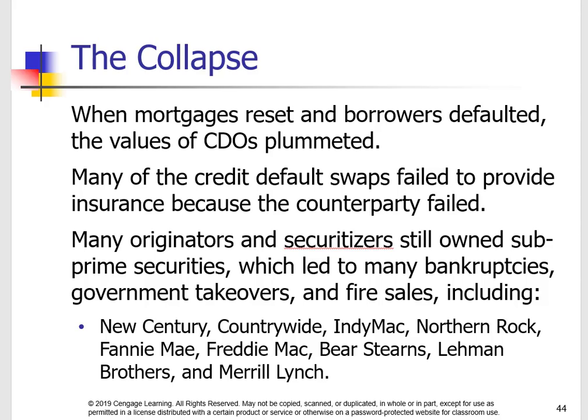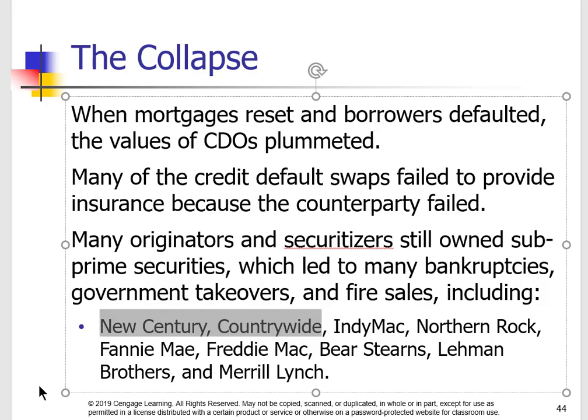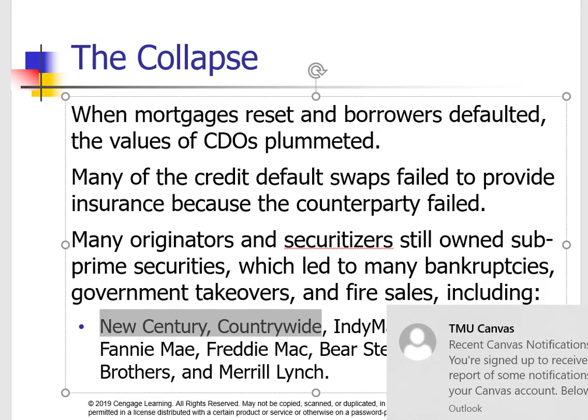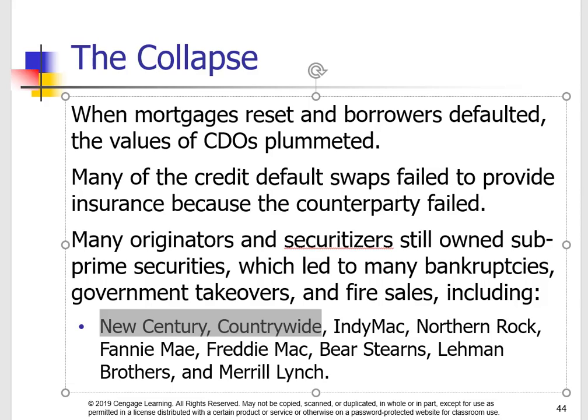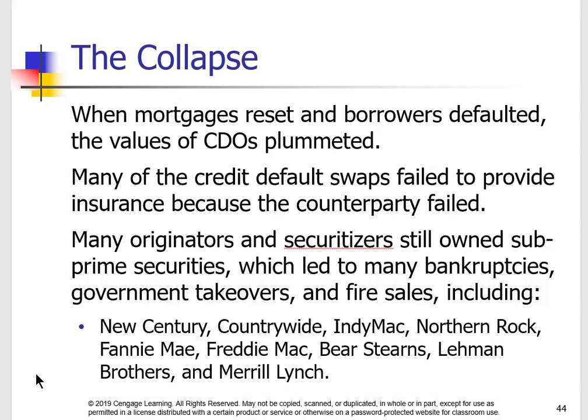And many of the originators and the securitizers owned these subprime securities, right? So there were lots of bankruptcies, lots of government takeovers, fire sales, lots of companies went out of business. If you look again, the two that I'm really familiar with, these two at the top, are mortgage brokers. And essentially these mortgage brokers, in my opinion, just weren't good people. They were taking advantage of individuals who wanted to do something. Some could, some couldn't, but they were taking advantage of individuals who maybe just weren't quite ready to buy a house yet. Now, some of these other companies, Bear Stearns, Lehman Brothers, took major hits. Some of them went out of business with this mortgage market.